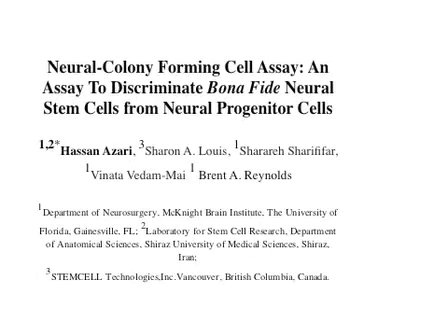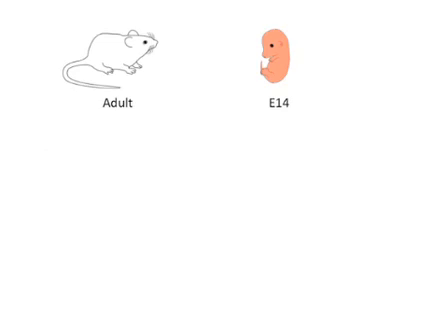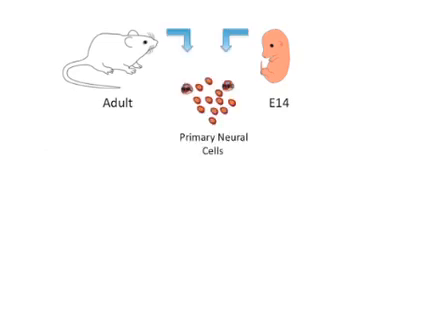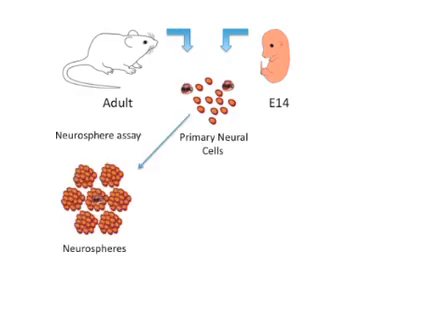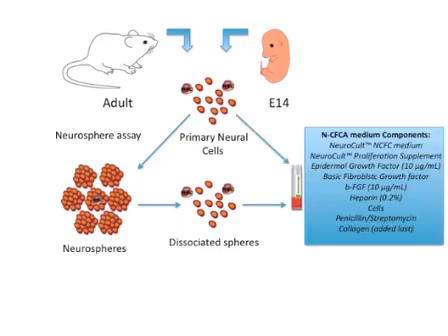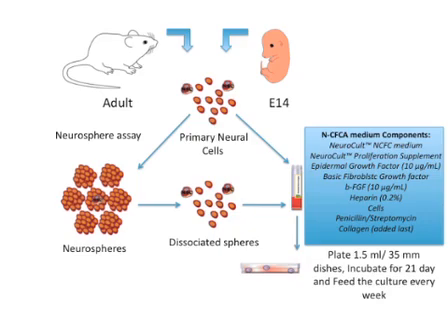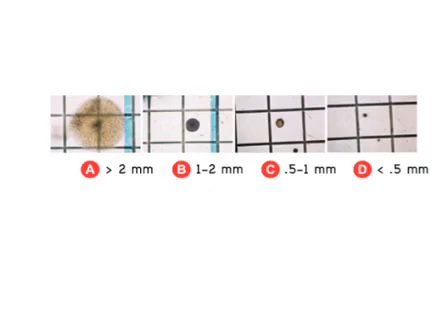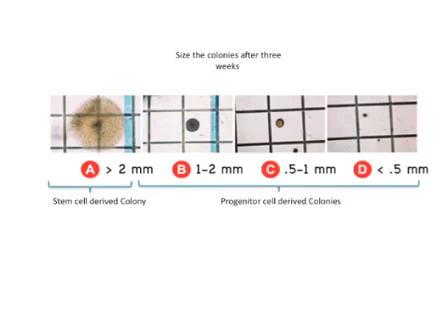The aim of this video article is to demonstrate how to quantify the frequency of bona fide neural stem cells in a mixed population of neural precursor cells using the Neural-Colony Forming Cell Assay. This assay can be used for primary or cultured neural precursor cells from adult or embryonic CNS. Harvested single cells are plated at an appropriate density and then incubated for 3 weeks in a 37-degree incubator. The frequency of neural progenitor and bona fide neural stem cells is calculated respectively by counting the number of colonies that are less than 2 millimeters and greater than or equal to 2 millimeters.